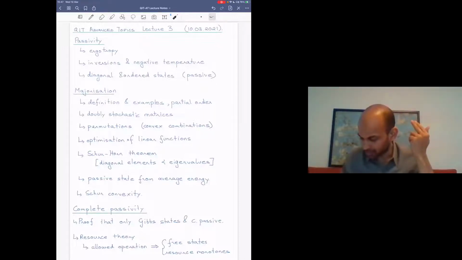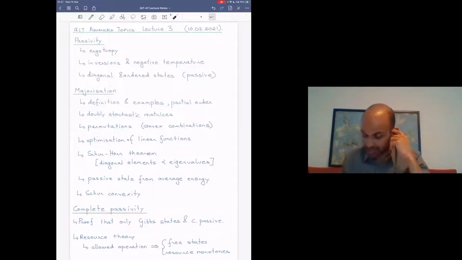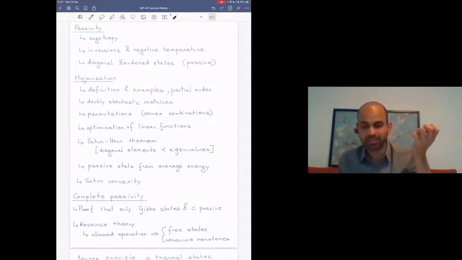And the goal is to end with the proof that the only states that are completely passive, that is the only states that you cannot extract any work from, even if you have many copies of the state, are the Gibbs states, which essentially puts the thermal state on a very special footing compared to the rest. And this will also be the first example for us of what we call a resource theory in thermodynamics. That is a theory in which we are given a set of allowed operations and we are asked to find out what are the constraints on what we can do in the theory and what are the free states of this theory. And all of these concepts will become clearer as the lecture progresses.